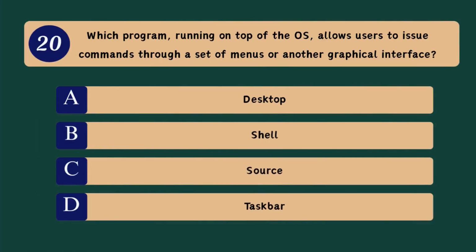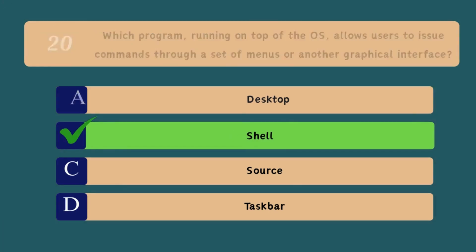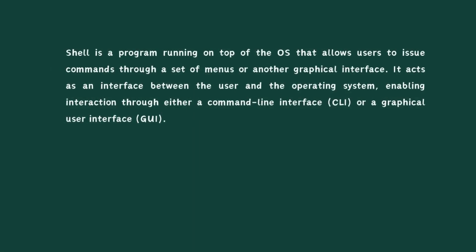Question 20. Which program, running on top of the OS, allows users to issue commands through a set of menus or another graphical interface? A. Desktop. B. Shell. C. Source. D. Taskbar. Correct answer. B. Shell. Shell is a program running on top of the OS that allows users to issue commands through a set of menus or another graphical interface.